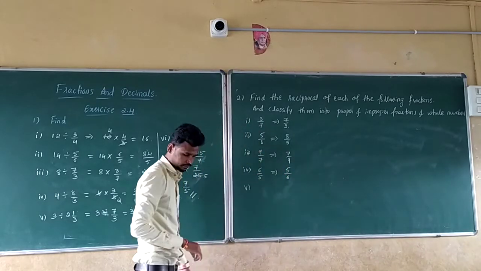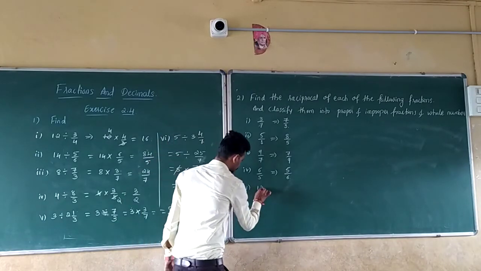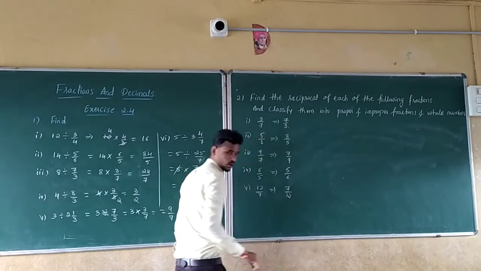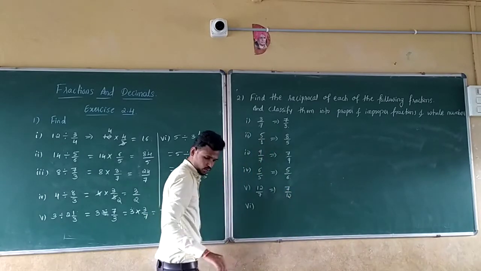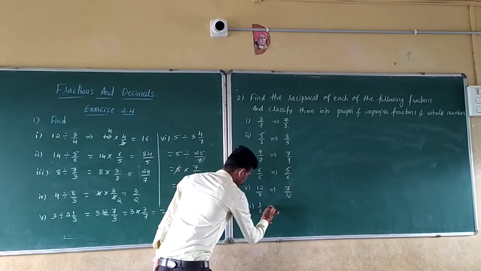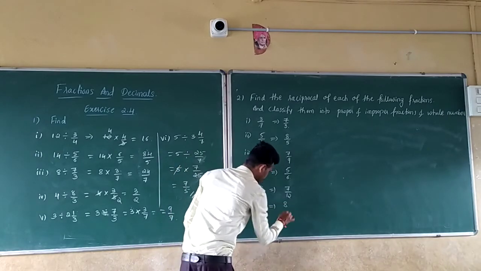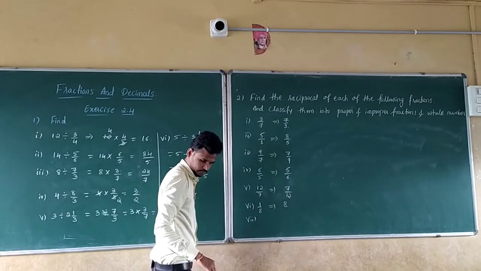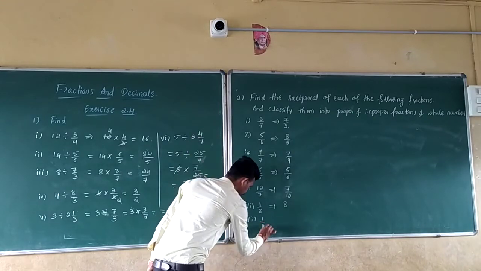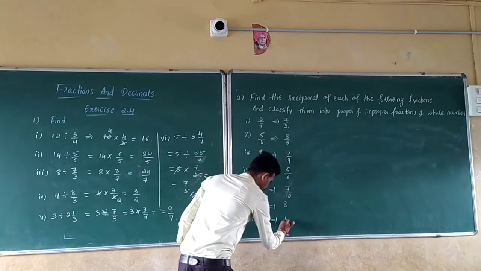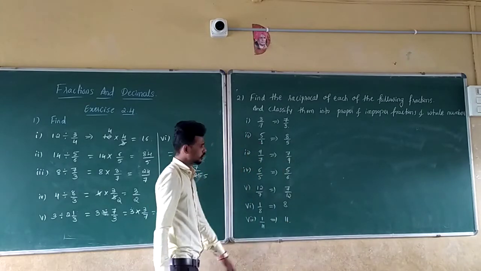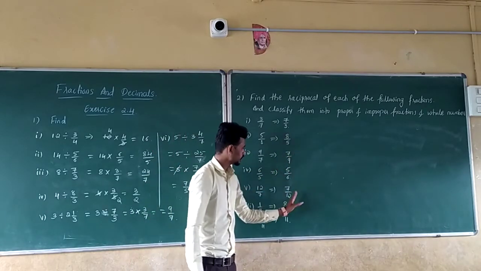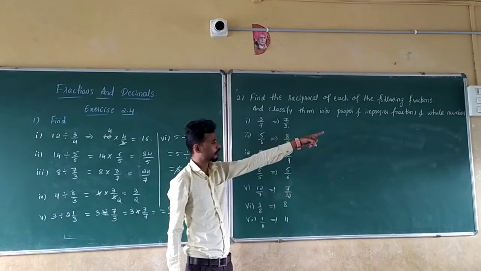Next, fifth one, 12 by 7. The reciprocal of this is 7 by 12. Next, sixth one, 1 by 8. The reciprocal of this is 8 by 1, or simply 8. Next, seventh one, 1 by 11. So the reciprocal of this is 11 by 1, or simply 11. So these are the reciprocals of the given numbers. Now classify these into proper, improper and whole numbers.